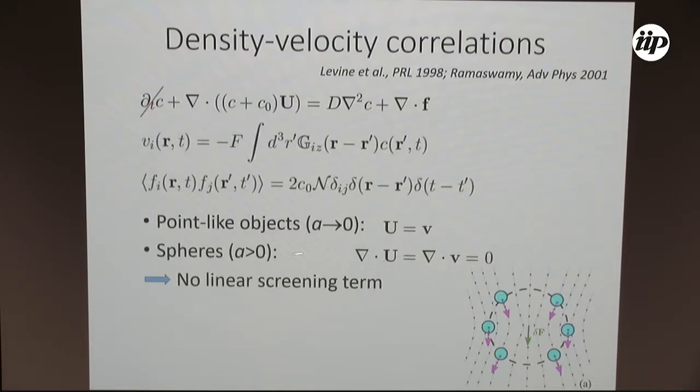And also, if they are spheres, then the velocity is not equal, but still the divergence of u is proportional to the divergence of v, and it is 0 if the fluid around is incompressible. Now, in this case, if you look at this linear term, there is a linear contribution which goes like c naught times the divergence of u, but it is 0 here. And then I'm left only with a nonlinear term, and this problem is complicated. It's a nonlinear fluctuating hydrodynamics problem.